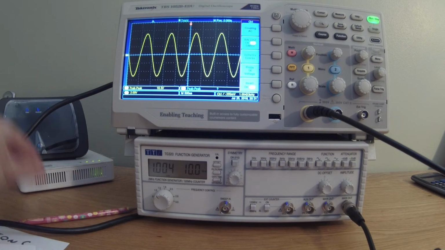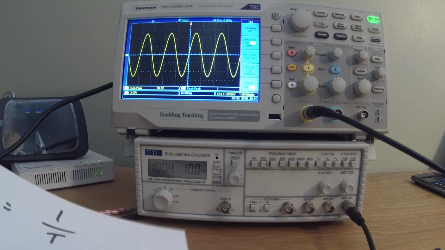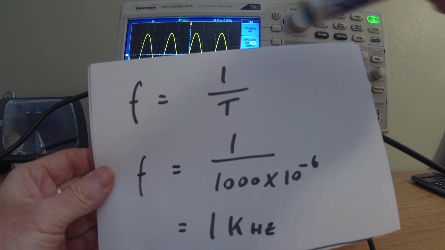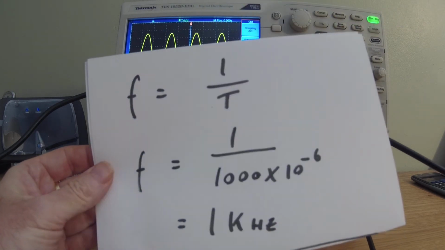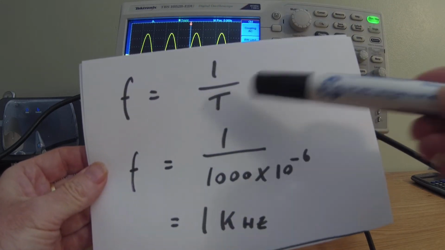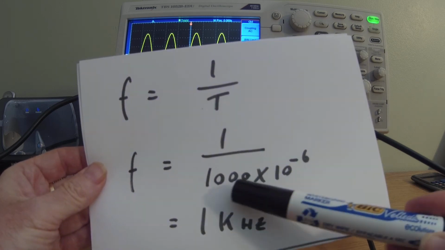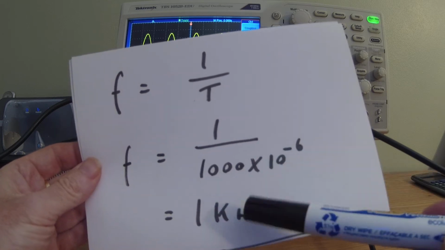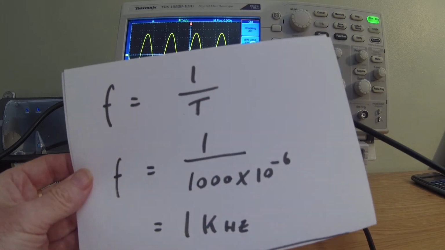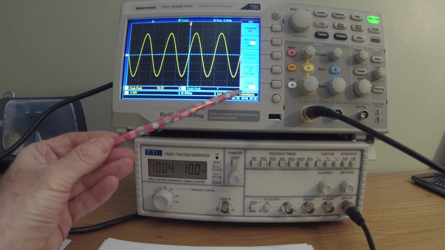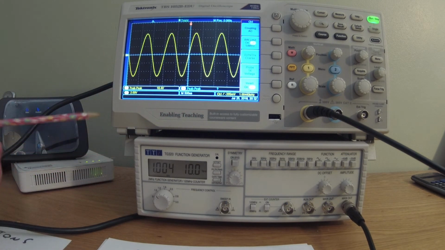So from that we can calculate the frequency. So as I say, we have 1000 microseconds for our periodic time. So our frequency is simply 1 over periodic time. So in this case it would be 1 over 1000 microseconds, so 1000 times 10 to the minus 6, and that will give us 1 kilohertz. You can see there on the screen we have roughly about 1 kilohertz shown.